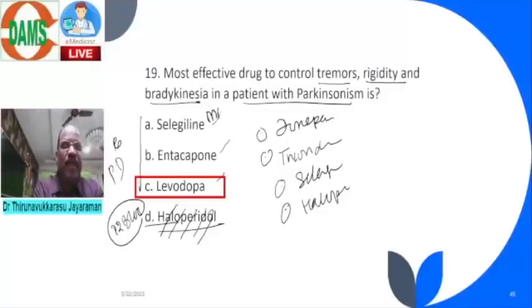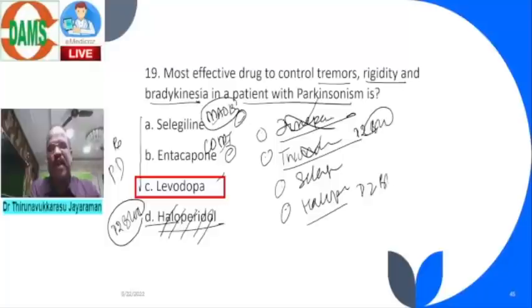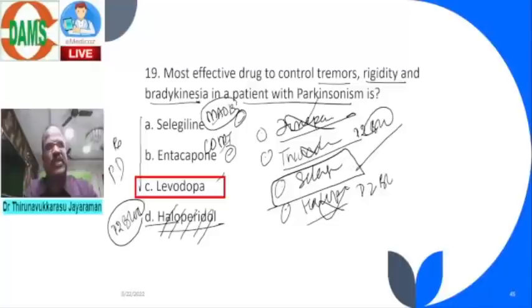Selegiline is an MAO-B inhibitor. Entacapone is a catechol-O-methyltransferase blocker. These are also useful, but they are adjuvant therapy. The main choice is levodopa. Suppose they give these options in a question: donepezil, a cholinergic drug useful for Alzheimer's, ruled out. Thioridazine, again an antipsychotic, D2 blocker, ruled out. Haloperidol, D2 blocker, ruled out. So only selegiline can be useful for Parkinsonism. Anyway, among the options, the best is levodopa.